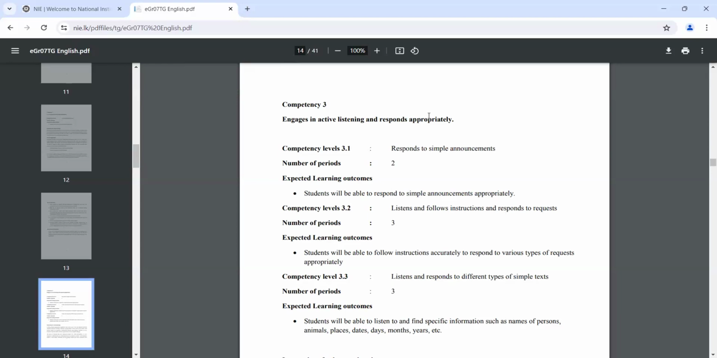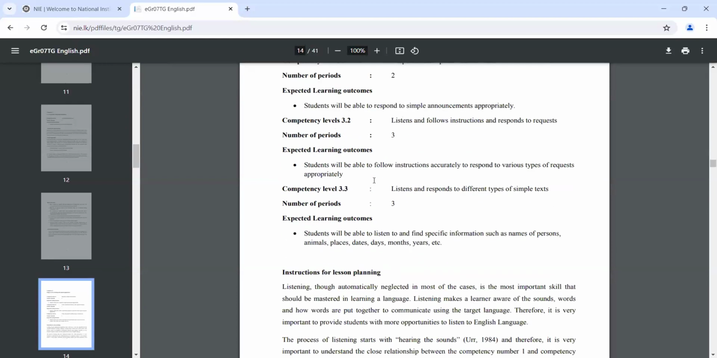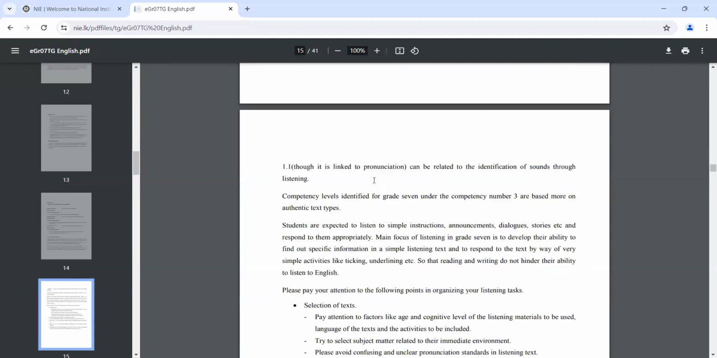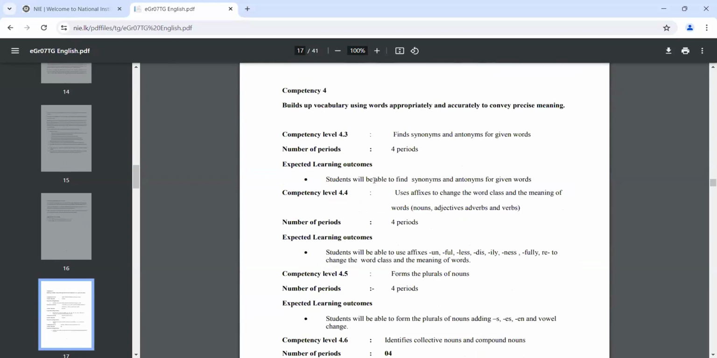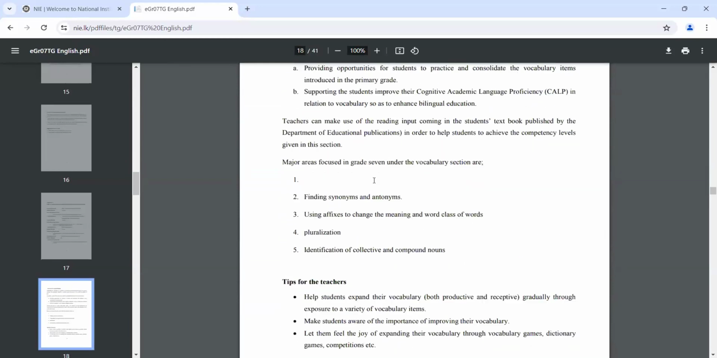Engage in active listening and respond appropriately. What is the competency level? Number of periods. Expected learning outcomes. So objectives. So this is not a proper one. This is actually an explanation to the teacher, no? So because of that, we can't take it as a proper one.